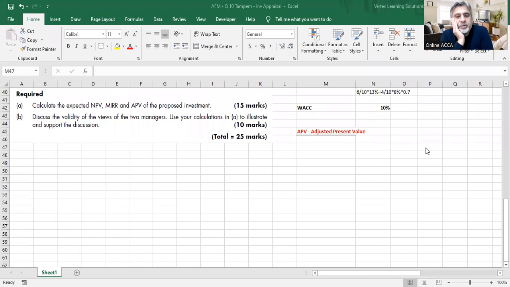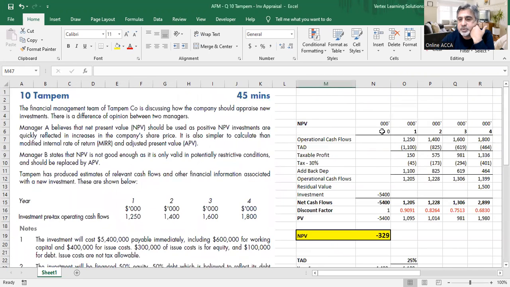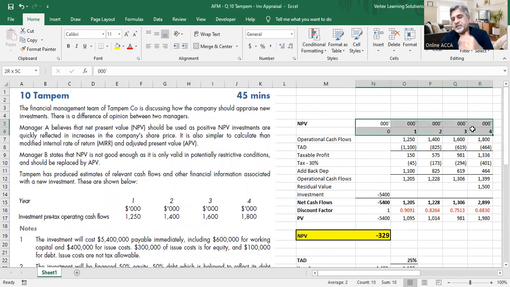So now we need to do adjusted present value. And the concept is like the same thing. We will take the same NPV calculations. Our cash flows are not going to change in any case. So this is the same table which you will have. Yeah, a few things will change, and those I will explain to you. So I'll just copy paste this thing here.